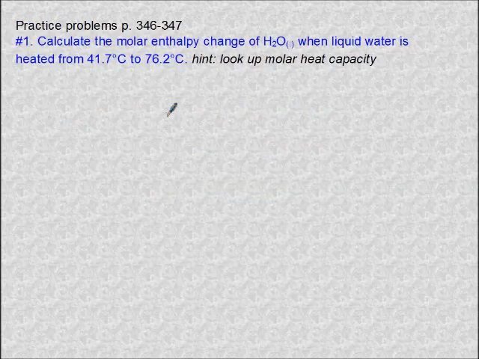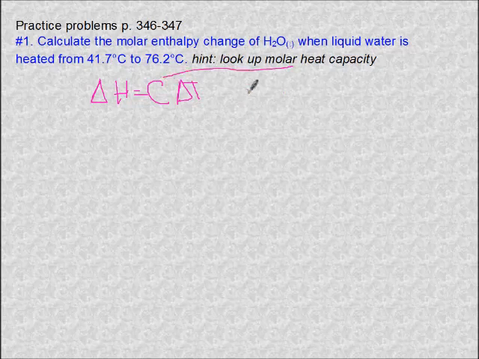So we're going to try to calculate the molar enthalpy of a change if I have liquid water, which is heated. So if I'm heating something up, is it going to be endothermic or exothermic? If you guessed correctly, you guessed it's endothermic. It's taking heat in order to make it get hotter. So I'm going to start with my delta H equals C times delta T. That's the molar heat capacity, or the molar enthalpy change. C is the molar heat capacity, which I can look up.